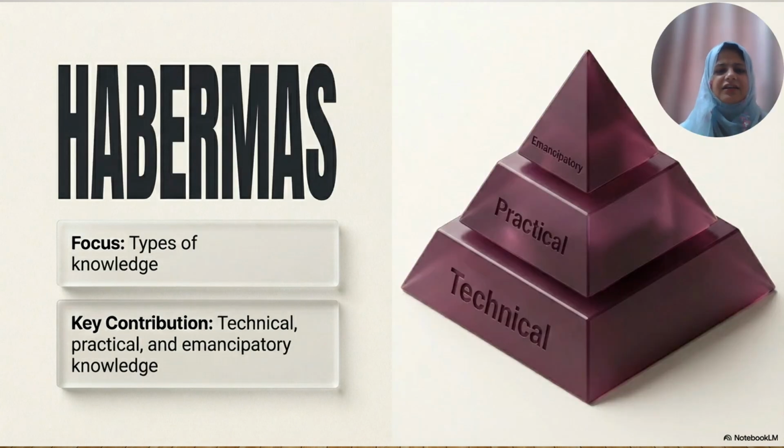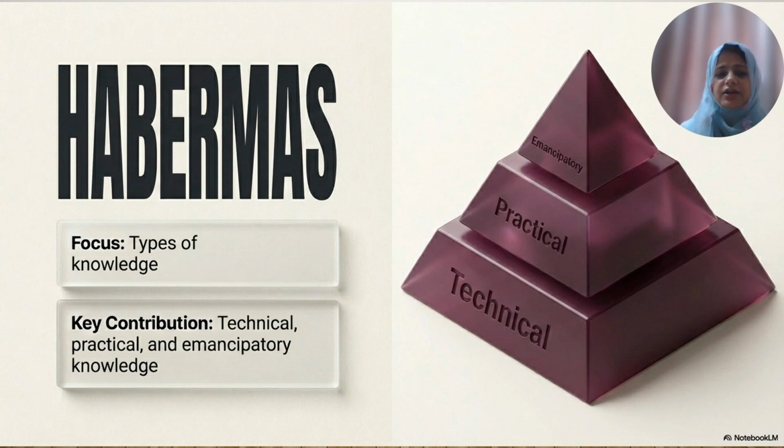Now let's understand the viewpoint of the next master, Jürgen Habermas. Habermas classified knowledge into three types based on human interests, which can be applied to teacher education. Habermas's types of knowledge are technical knowledge, practical knowledge, and emancipatory knowledge. So far as technical knowledge is concerned, it is the knowledge used for control and efficiency. For example, in teaching, the methods, techniques, and instructional strategies come under this type of knowledge.